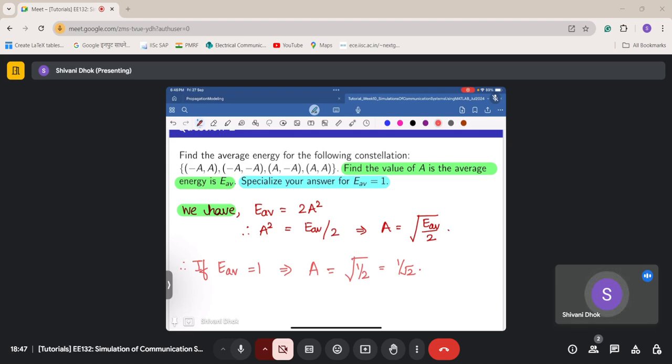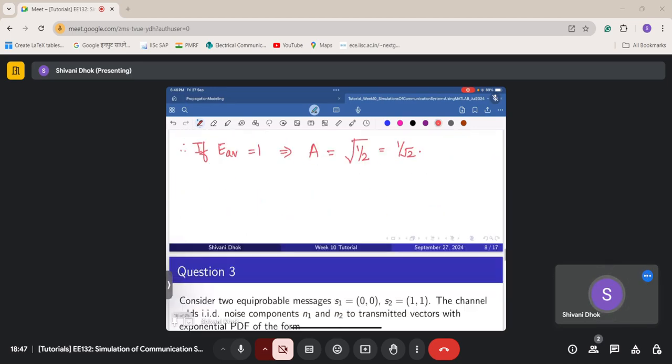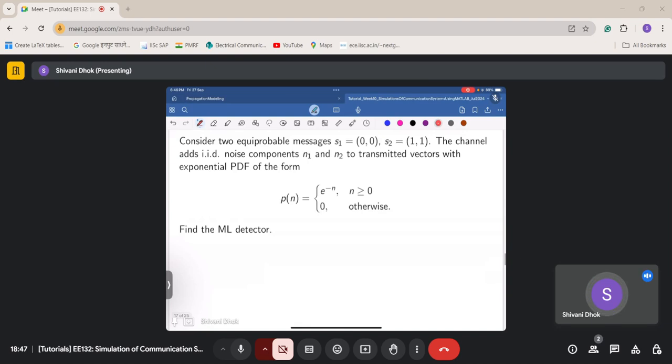Okay, if there are no questions, then let me move on to the third question. This third question is basically construction of the ML rule for different cases. It says consider two equiprobable messages S1 and S2. These are the two messages that we will be sending, and the channel adds IID noise components, that is N1 and N2, to it. So basically we have S1 and S2 vectors here.